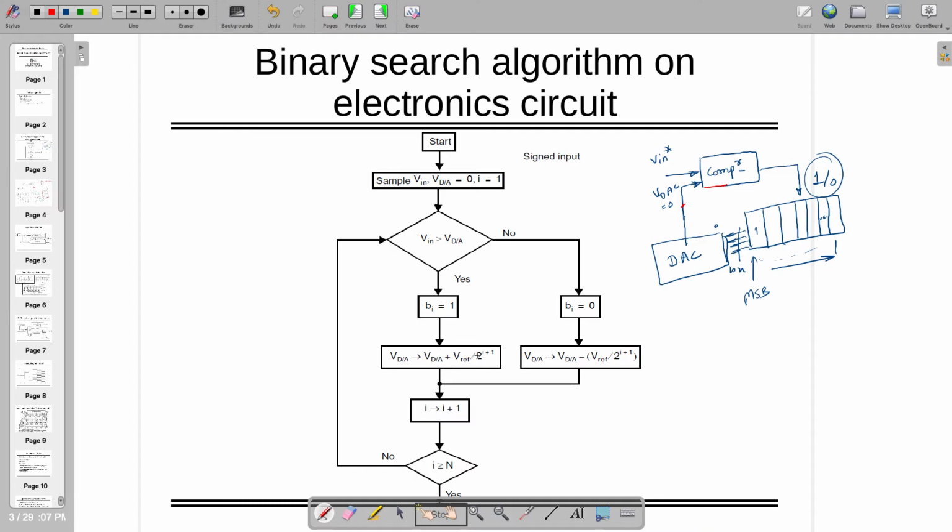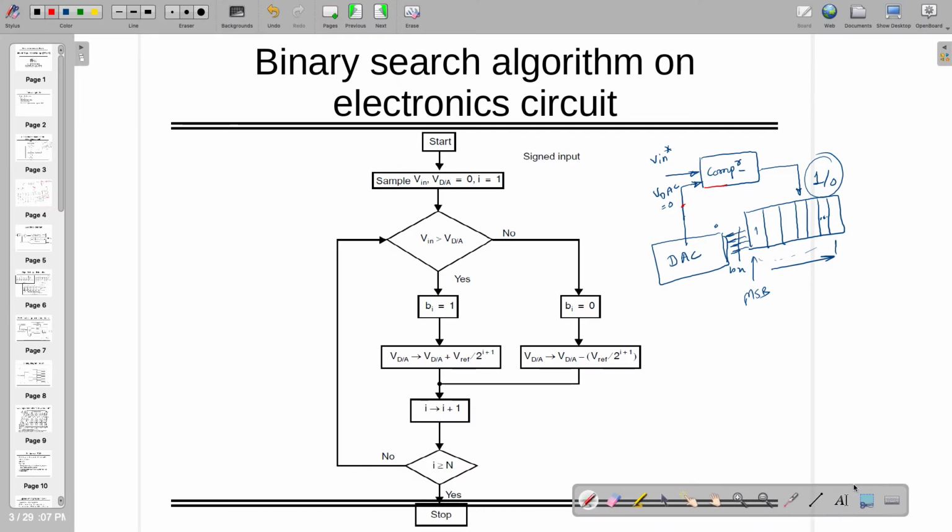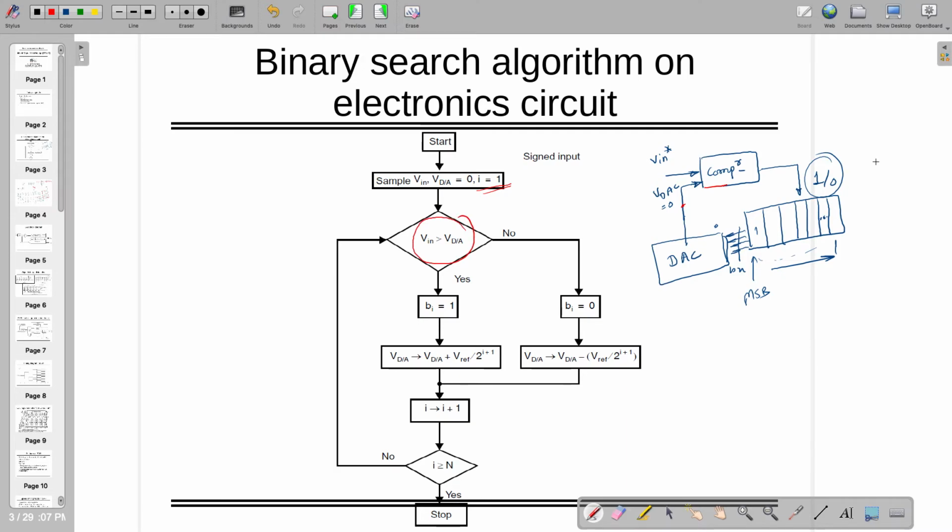So let's read this flow chart. What the flow chart says: sample V in, VDAC equal to 0, and this is the first iteration. Now I'm checking V in at the first iteration. Whatever is coming might be any value, 0.7 volt, and some Vref is 1 volt. So everywhere VDD has to be 1 and this has to be 0. So 0.7 will be compared with 0.